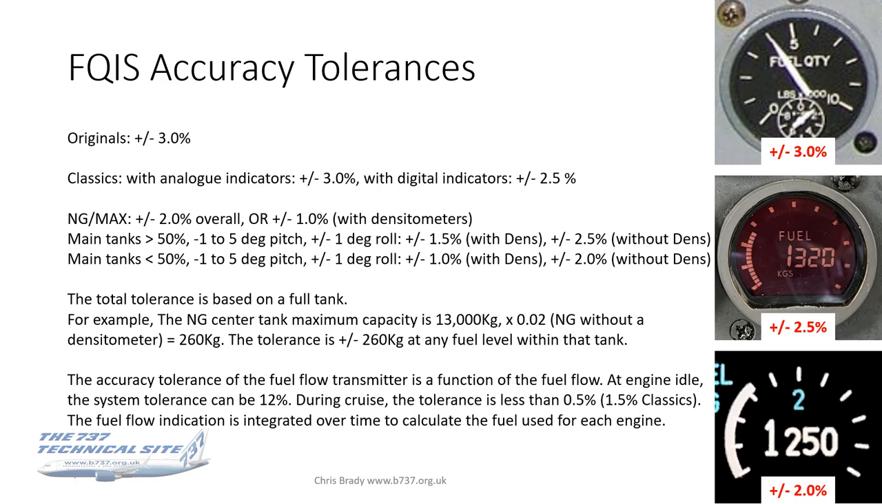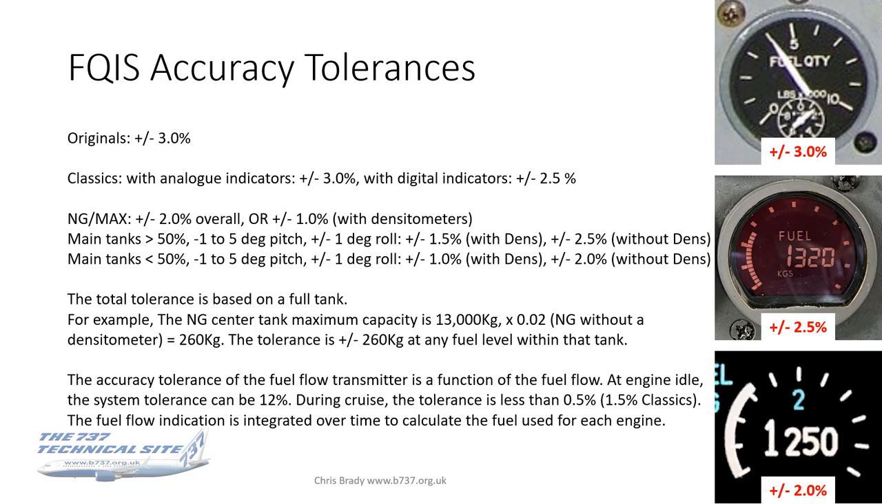Note that these percentages, this fuel tolerance, is based on a full tank. So, for instance, the NG centre tank has a maximum capacity of 13 ton. 2% of that without a densitometer is 260 kilos. So the tolerance is plus or minus 260 kilos at any fuel level within that tank. Even if you've only got a ton left, the tolerance is still plus or minus 260 kilos. I won't use the word misleading, but it's just something to be aware of, what this 2% actually means.